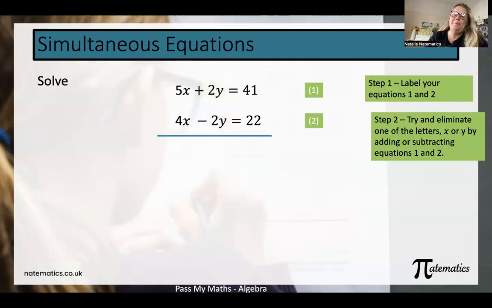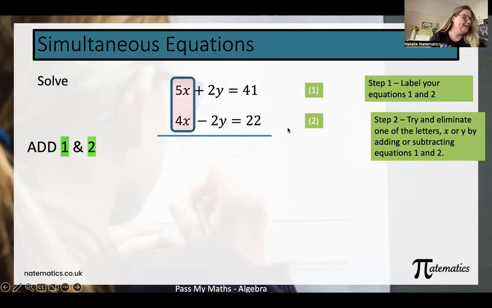So let's go back to that first one. All I've done so far is introduce you to the idea that we look to see if we can add or subtract one equation from the other to completely eliminate one of the letters. When we've got the same number but a different sign, we add them. You'll notice I've put on the left-hand side here, add 1 plus 2. That means add equation 1 to equation 2. I'm going to go through each one at a time.